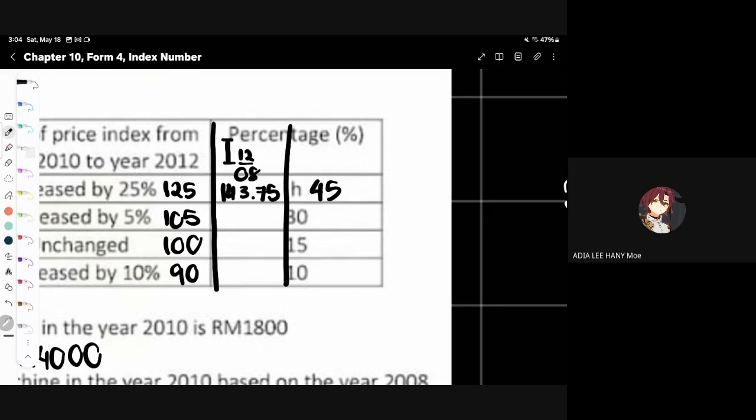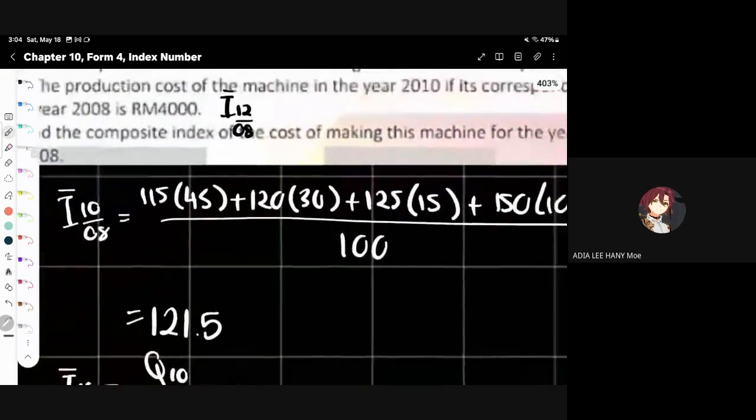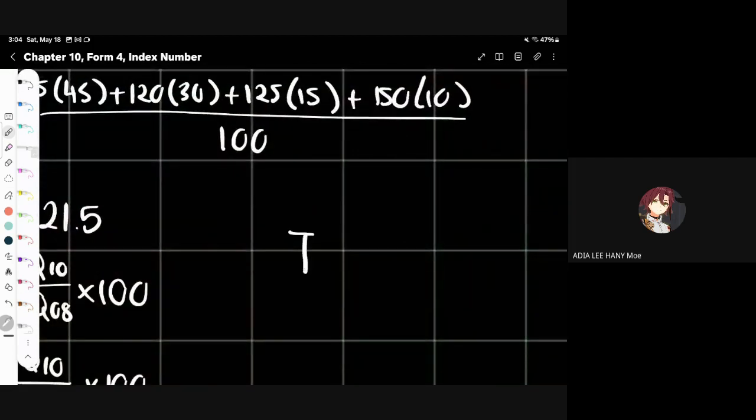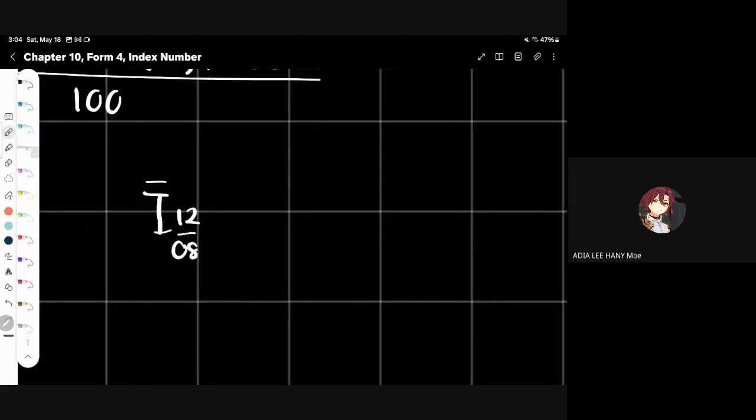Why do we need to do 4 times? Okay, let me explain again, just in case I explained it wrongly. Just now, they asked for this one, right? 12 and then 08. What is the formula of this?